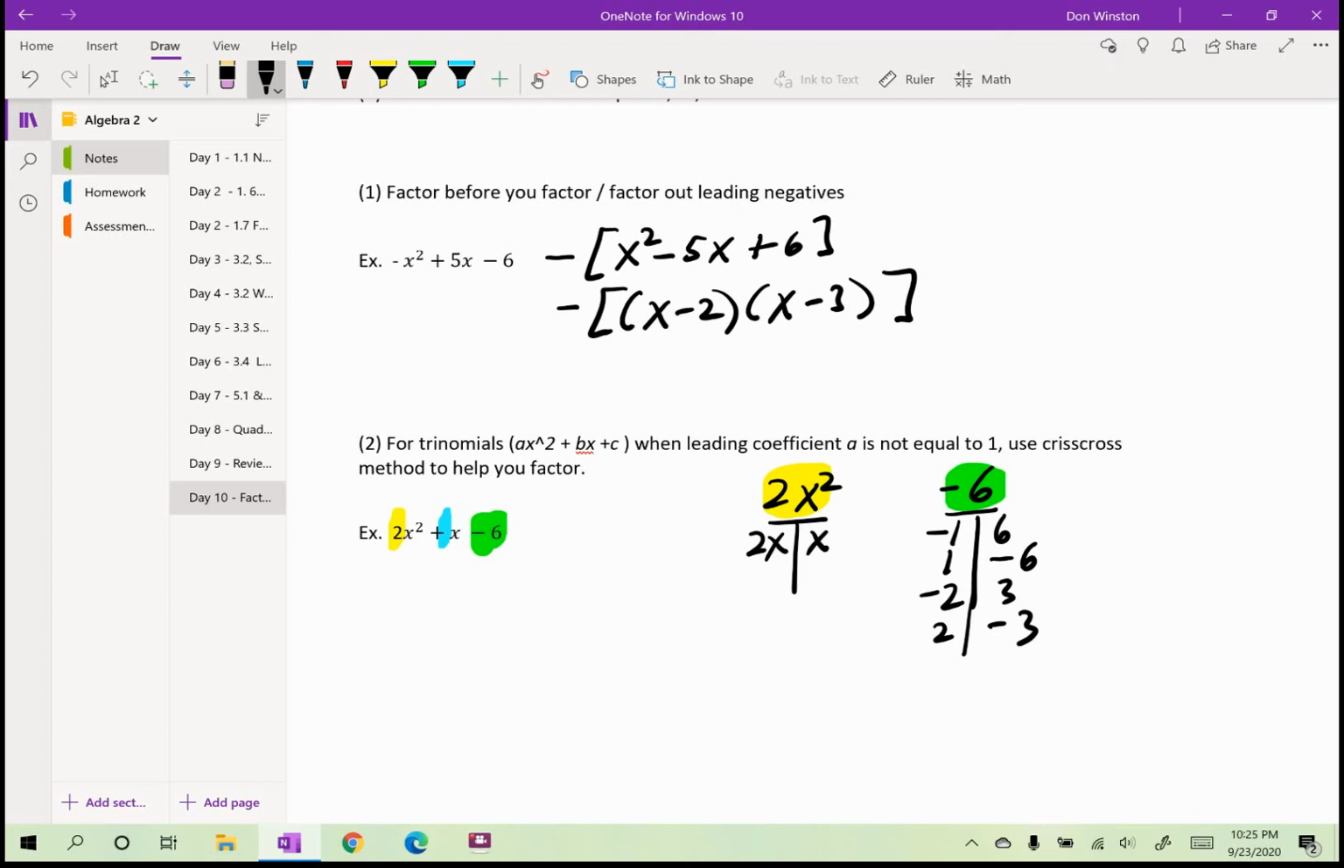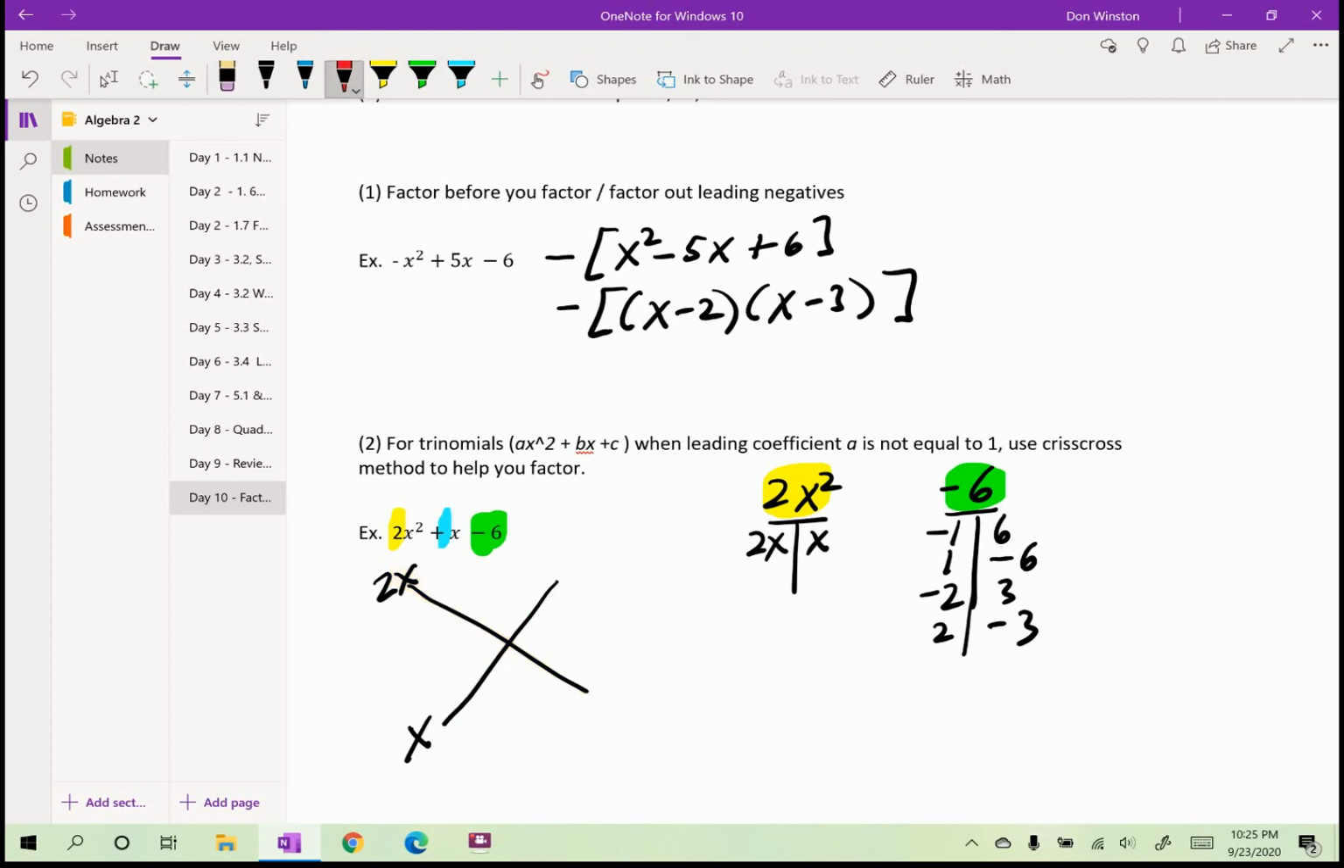Okay, so where does the crisscross method come in? Well, this is what we do. Okay, over on the right of that cross, we're going to write factors of 2x squared, 2x and x. And then what we're going to do, we'll just multiply across, and what we'll try and get using factors of negative 6 is 1, because we want a 1x, so we'll multiply across. So let's see here if we can figure this out.